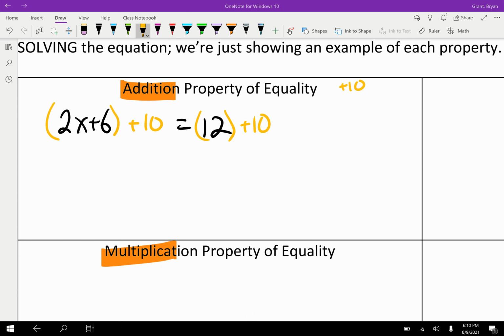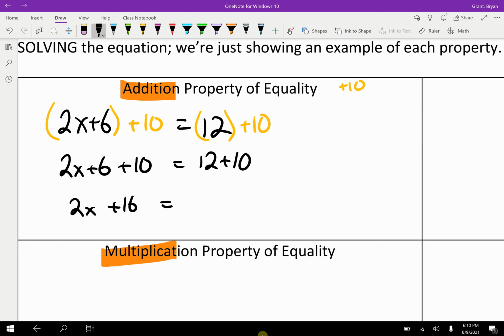Now the nice part with addition and subtraction is once you add something to both sides, you can actually drop the parentheses. And you're like, this is kind of silly. Why are we doing parentheses? Well, you will see in just a second. So we're going to add 10 to each side, and then we're promptly going to drop those parentheses. 2x plus 10 equals 12 plus 10. And then we're going to simplify. 2x plus 16, since 6 and 10 is 16, equals 12 plus 10, which is 22.